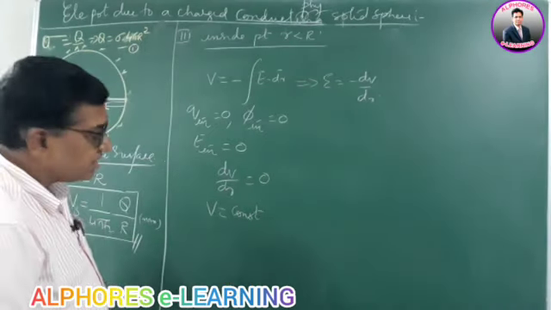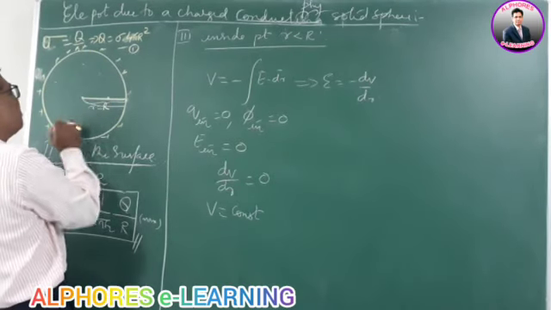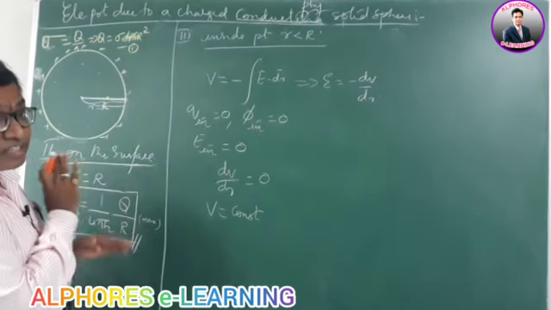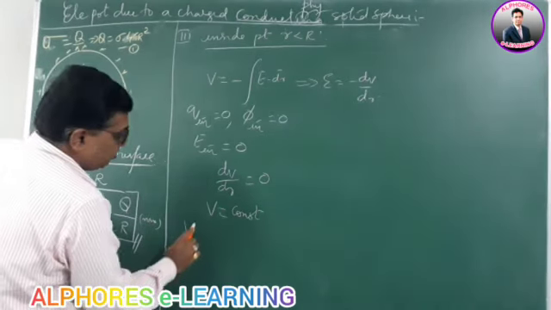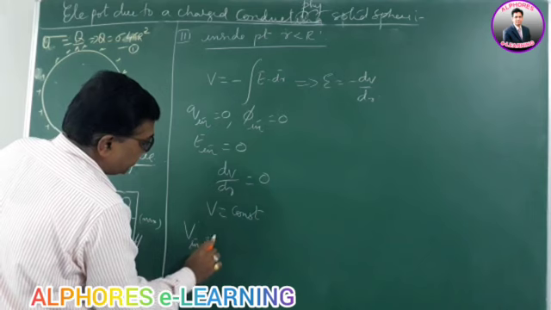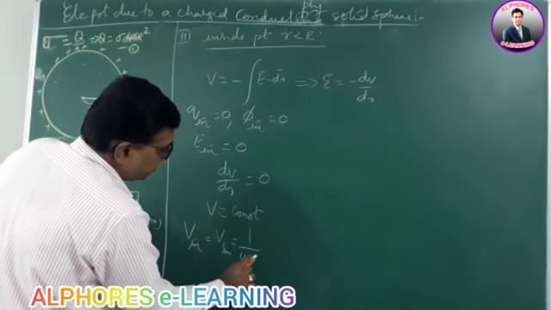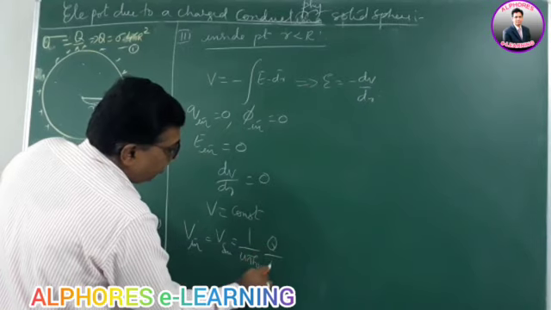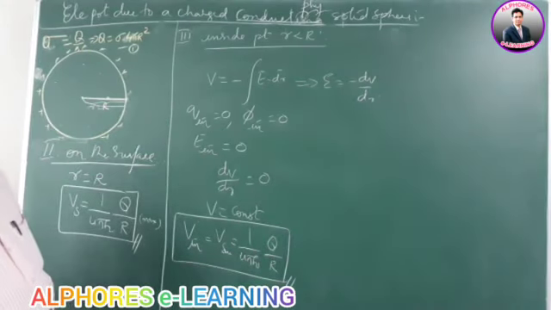And what constant? It is the same as on the surface. So at all the inside points, potential is the same constant. Therefore it is the same as on the surface. So potential at any inside point is the same as potential on the surface point, that is 1 by 4 pi epsilon naught, Q by R.